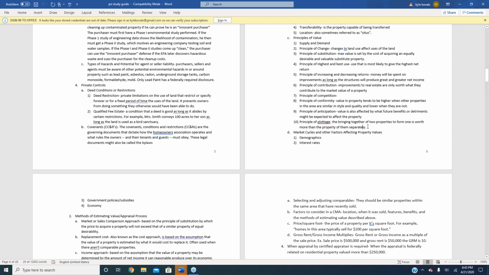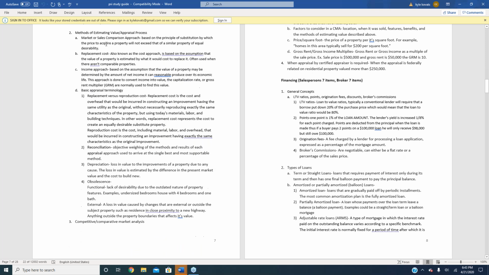And number 10 here talks about plottage. Plottage is the increase in value due to what we call assemblage. Assemblage is the bringing together of 2 or more properties to form one. The increase in value due to assemblage, we call that plottage. Again, plottage is the increase in value due to assemblage. All right, so let's go to here.